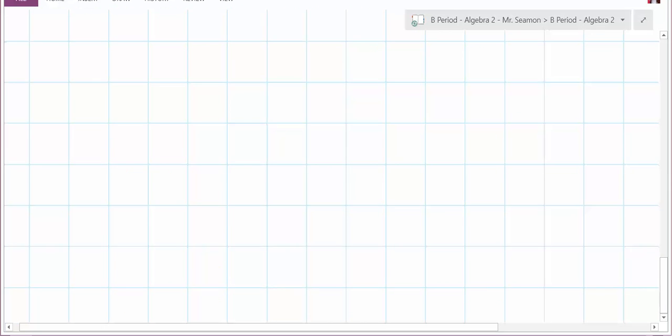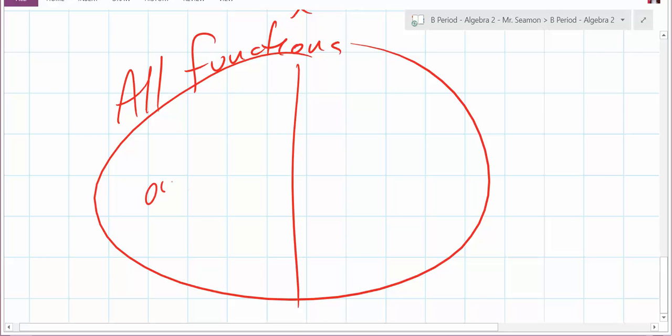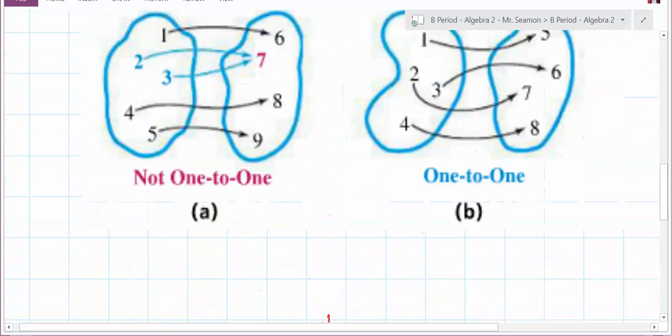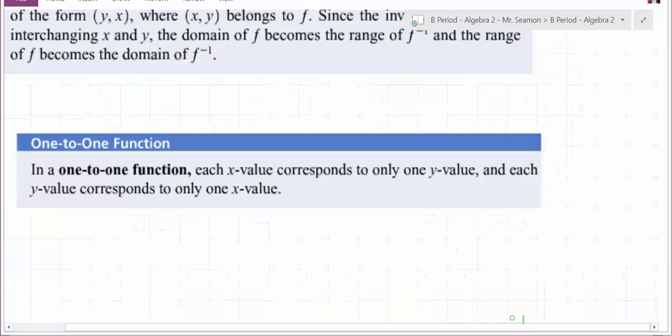So what this means visually, here are all functions. There's two types of functions. What are the two types going to be? One-to-one and what? Not one-to-one. So this right here is not one-to-one because there's more than one x value that points to the same y value. So it's one-to-one: one x goes to one y, and one y goes to one x.